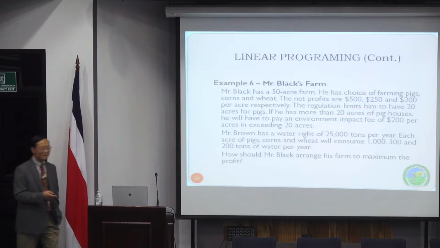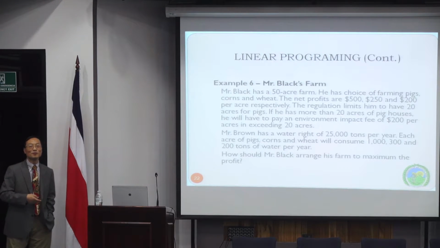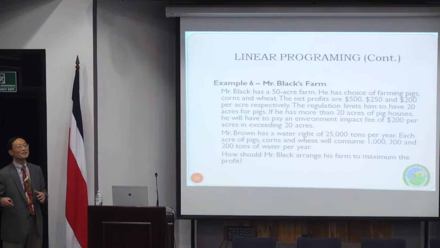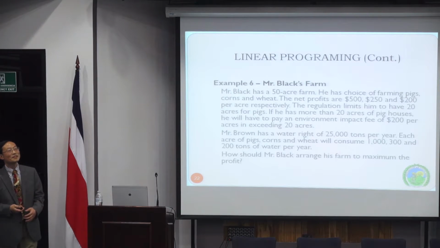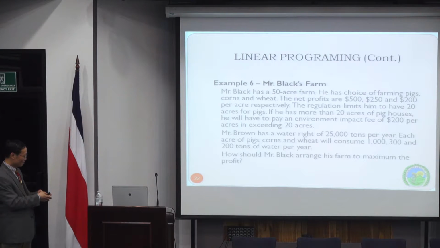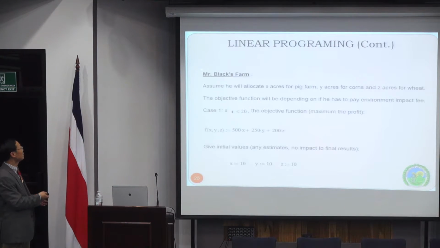So in that case, how would Mr. Brown arrange how many acres of doing what to maximize his profit? In this case, we know the objective: the objective is to maximize profit. And then there are the variables. We can assume x acres of pig, y acres of corn, and z acres of wheat.